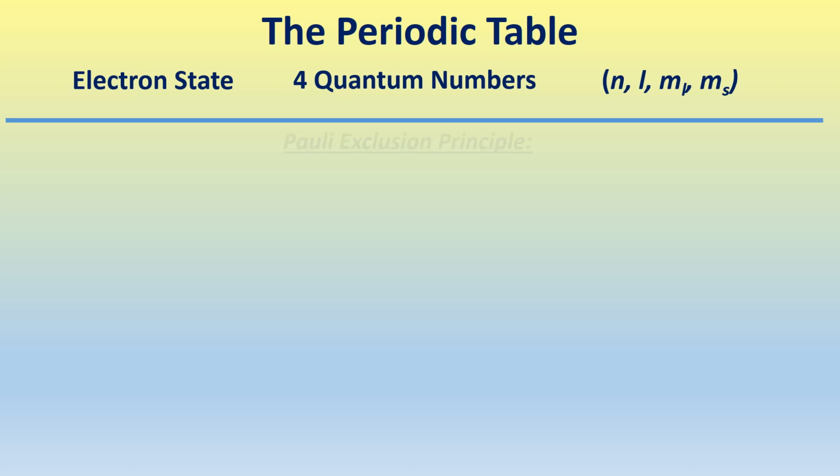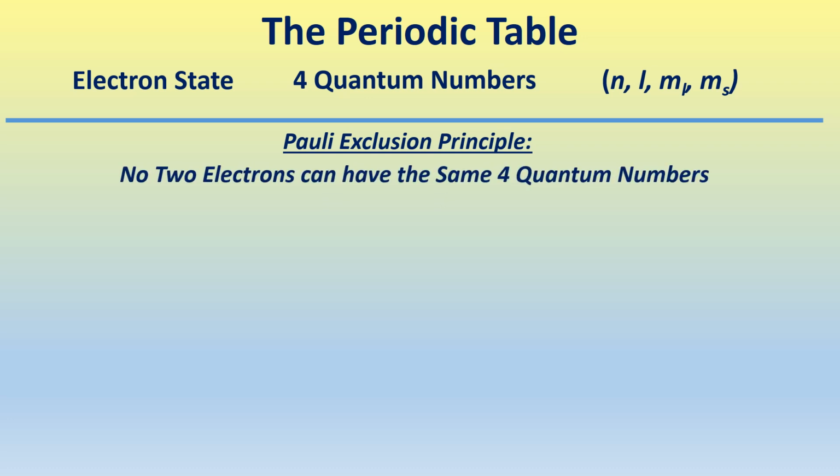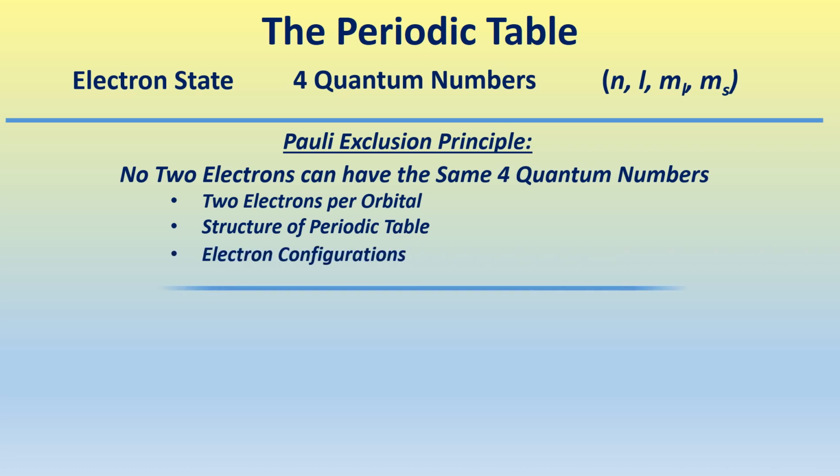We further saw that thanks to the Pauli exclusion principle, the periodic table could be read using the quantum numbers. Pauli said that no two electrons could have the same four quantum numbers. Since there are only two possible values for the last quantum number, there are only two electrons per orbital, which gives the structure to the periodic table and allows one to easily read it to find the electron configuration.